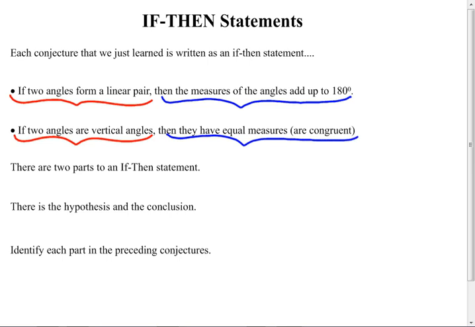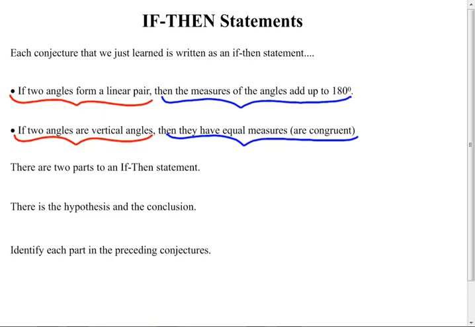They're congruent. When I took geometry back in high school, we had to have these things memorized to the word. I can say then they have equal measures. I can say then they are congruent. Or I can say they have the same measurement. It doesn't matter how you say it. I'm not going to make you memorize it to a perfect memorization.